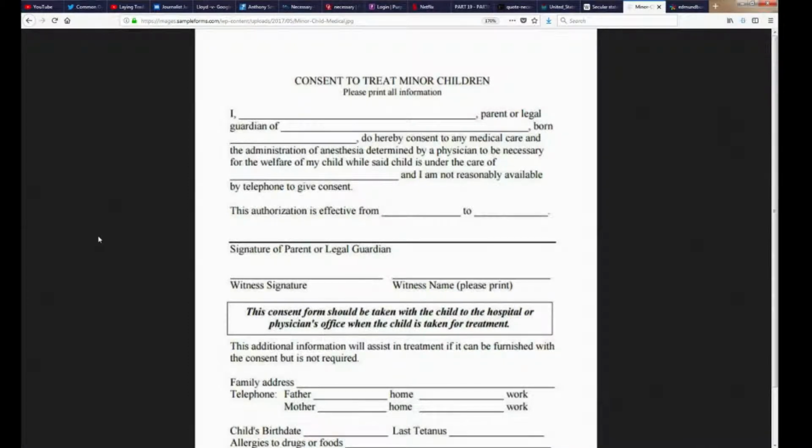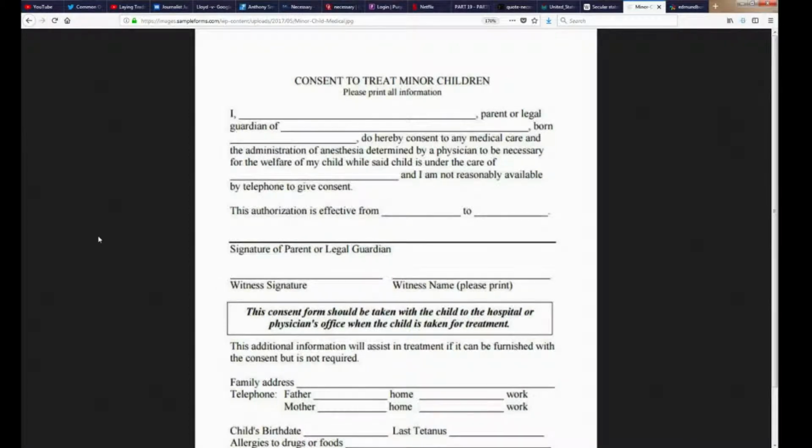I'm kind of hypothesizing the state or the school, or it would probably be the state as a whole. So you put your name in as legal guardian of, I don't know, some kid born on some day, do hereby consent to any medical care and administration of anesthesia. All right, so that's anesthesia being anesthetic.